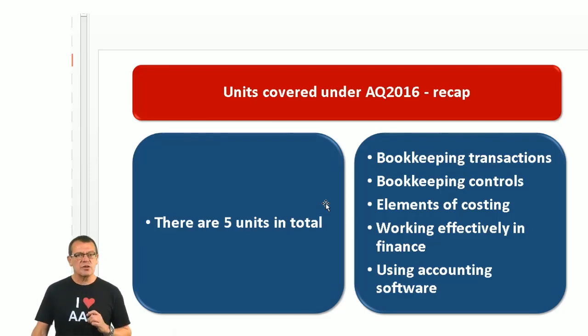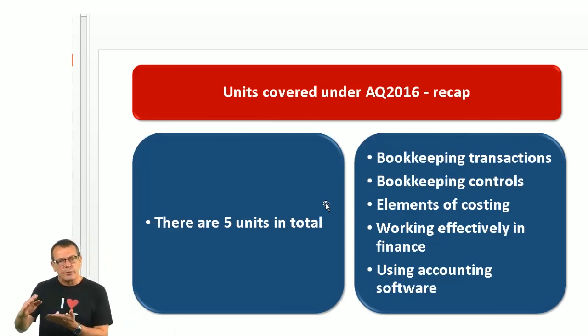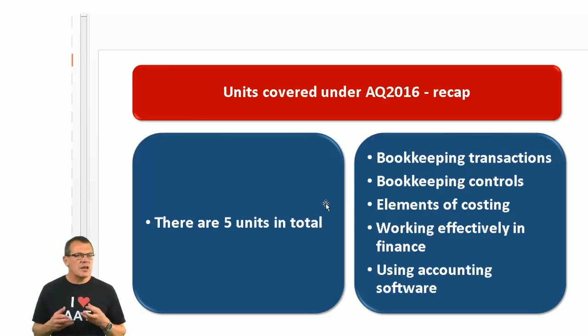Those are the units you need to cover to get the full level 2 certificate in accounting. And really, we would recommend that you study them in that order, because there's a natural progression. Bookkeeping transactions would always be the first unit to study, followed by bookkeeping controls and the costing units. You would then study working effectively. Then you can schedule your synoptic assessment. Those 4 units are all examined within the synoptic, and I'll go into a bit more detail in a second. So that's the order of study.